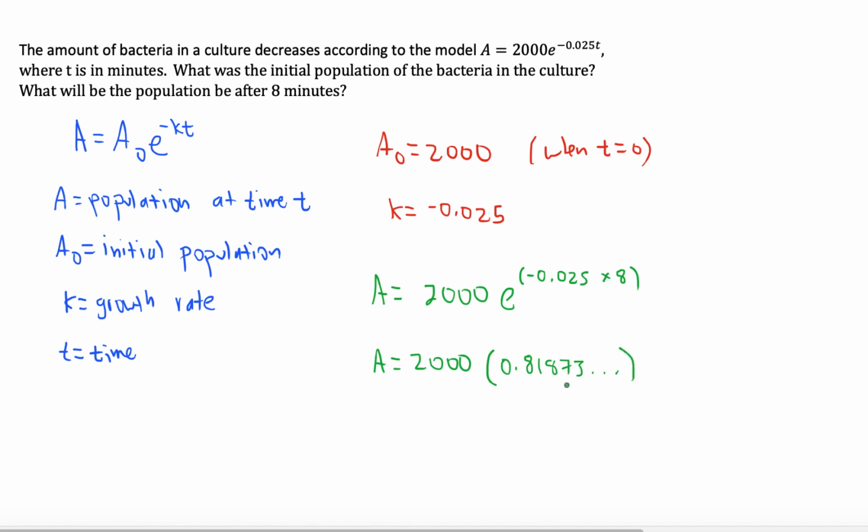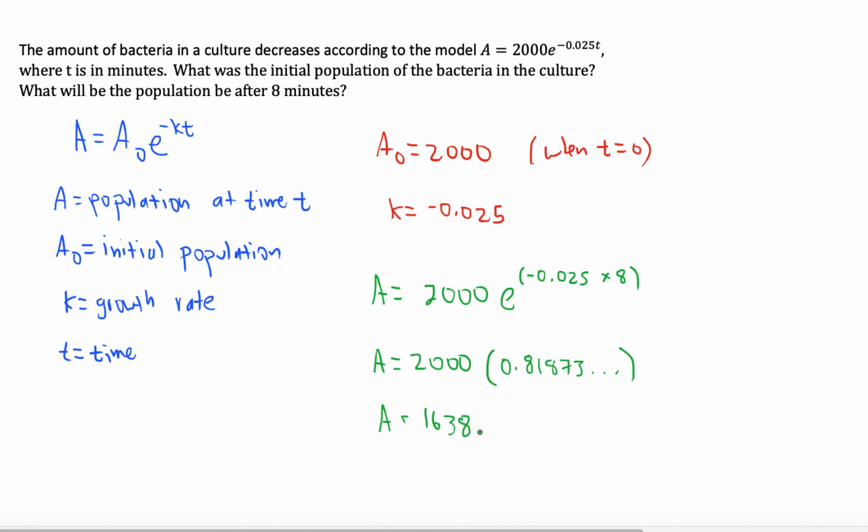Now once again, don't round this. Leave this in your calculator, all the digits that you see on the screen, and then we should be able to just multiply this by 2,000. So when you do so, you get 1638. Well, we're going to round this to the nearest whole number.